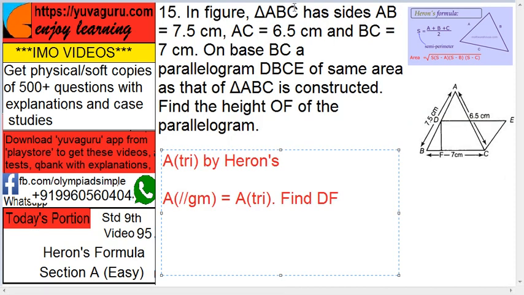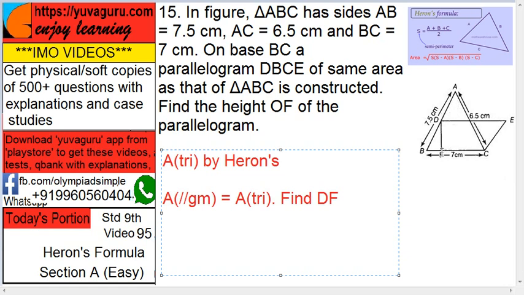In the given figure, triangle ABC has sides AB 7.5, AC 6.5 and BC 7. So on the base BC, a parallelogram is built. Now that parallelogram has the same area as ABC. Now you have to find the height of that parallelogram.